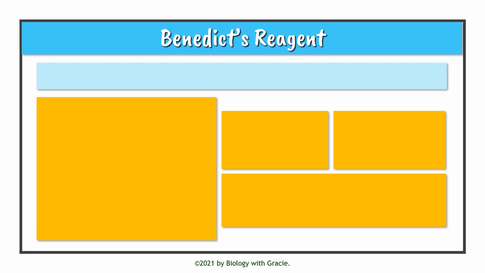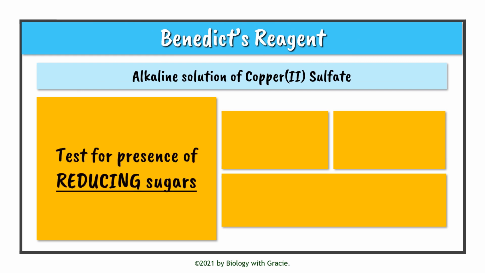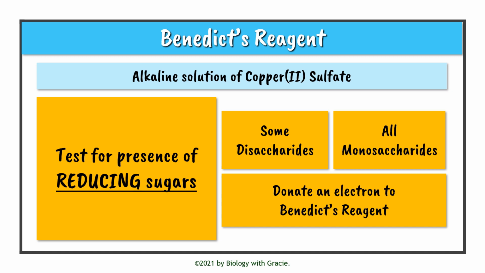So Benedict's reagent is an alkaline solution of copper 2 sulfate, and it can be used to test for the presence of reducing sugars. Some disaccharides and all monosaccharides are reducing sugars, and what they do is they donate an electron to the Benedict's reagent.